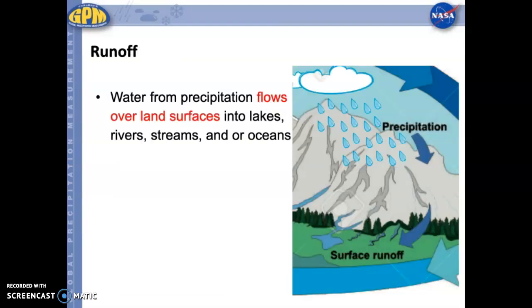Once the water reaches the Earth, it's going to start to flow over the surface of the Earth, and we call this runoff. So it will strike the Earth and start to move, and it will usually follow gravity, so it will run downhill, and it ends up flowing into lakes, rivers, streams, or oceans. So it will meet up with some body of water.